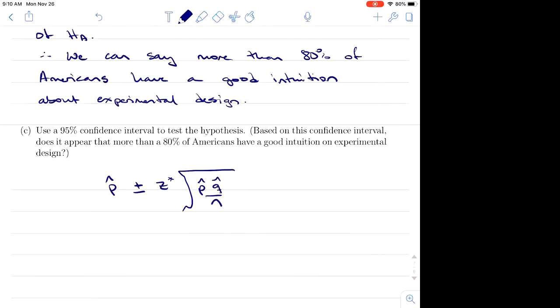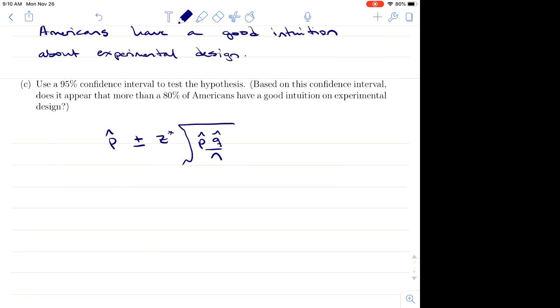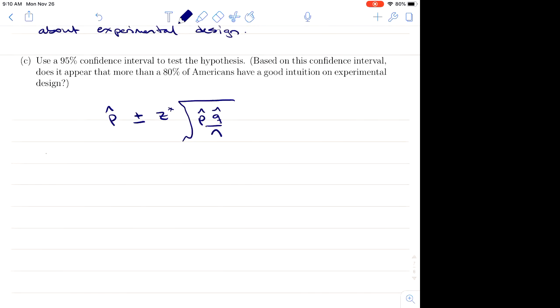Making confidence intervals is nice that way, because then we don't even need to have a hypothesized proportion. We have one because there's a hypothesis that you want to test, the same one. But we only need p hat, q hat, and n for a confidence interval. So we want to test the null hypothesis that p is equal to 0.8 again, and the alternative hypothesis that p is greater than 0.8.